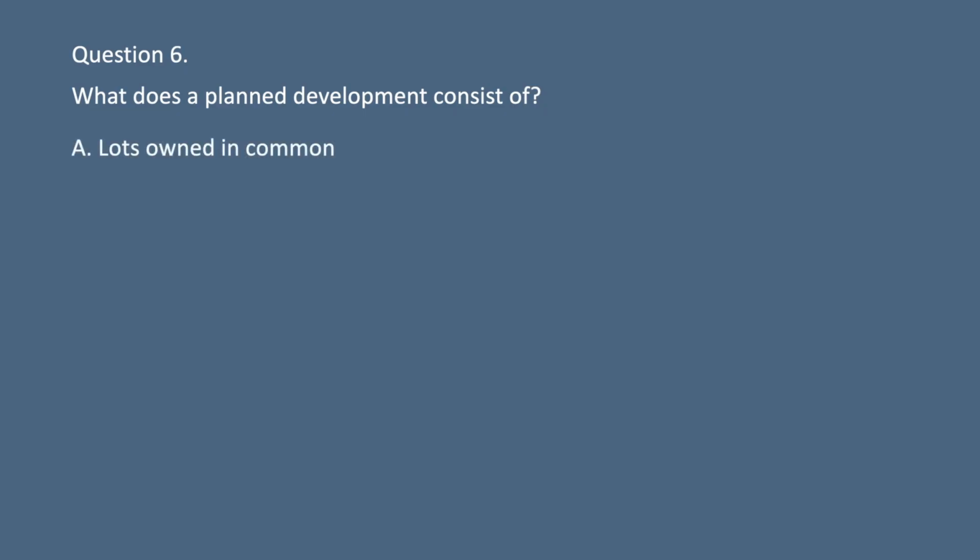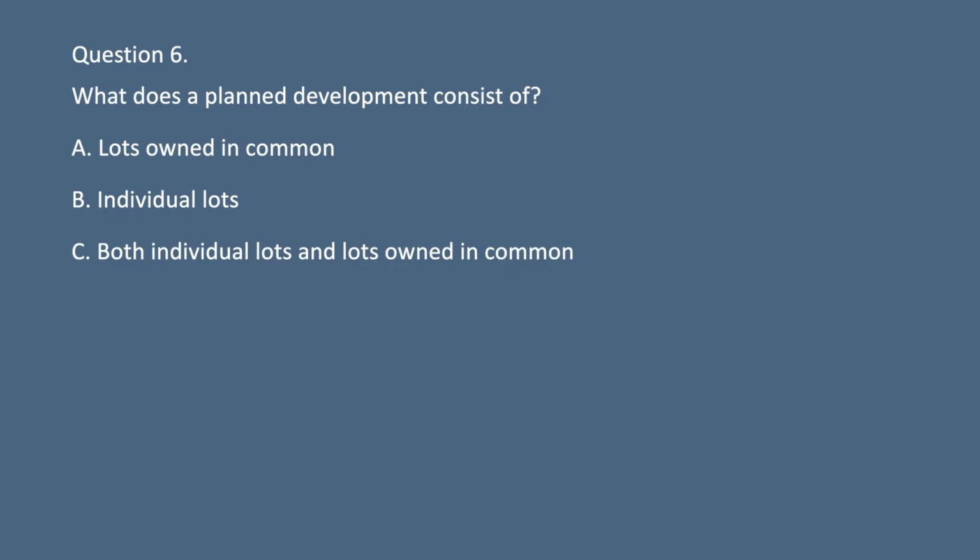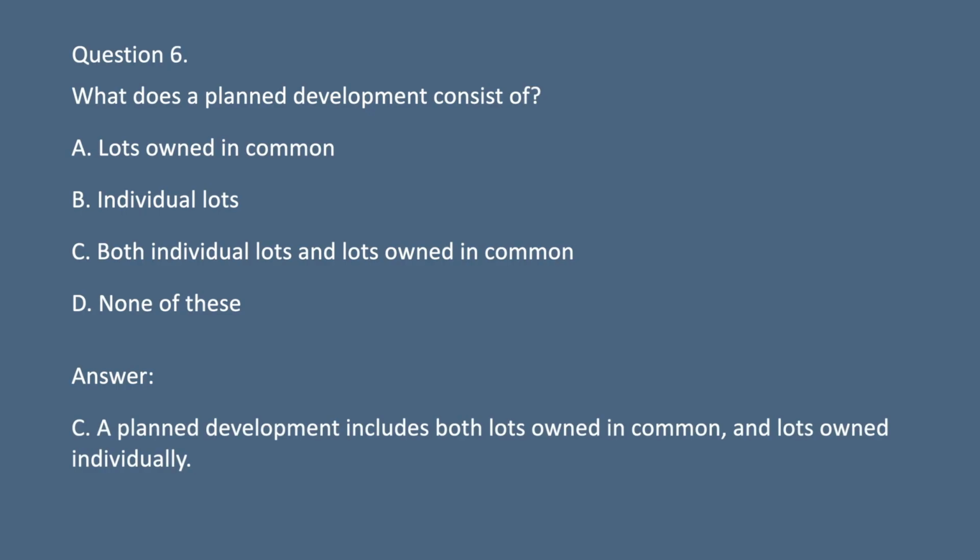Question 6. What does a planned development consist of? A. Lots owned in common. B. Individual lots. C. Both individual lots and lots owned in common. D. None of these. Answer. C. A planned development includes both lots owned in common and lots owned individually.